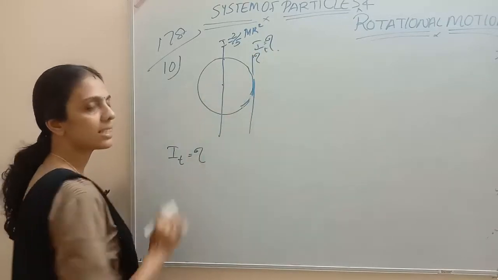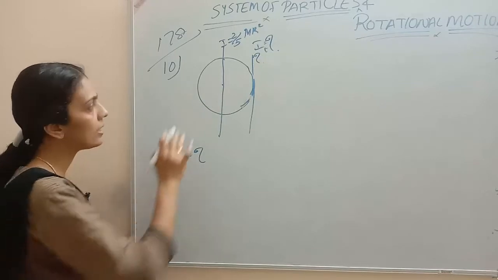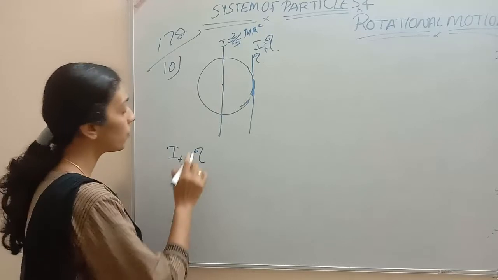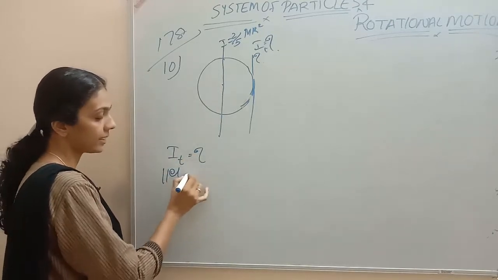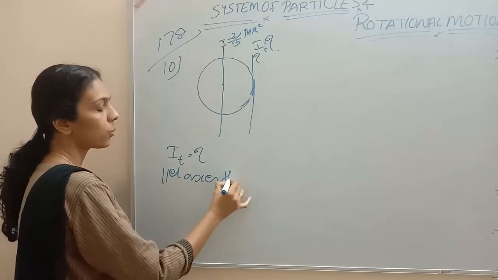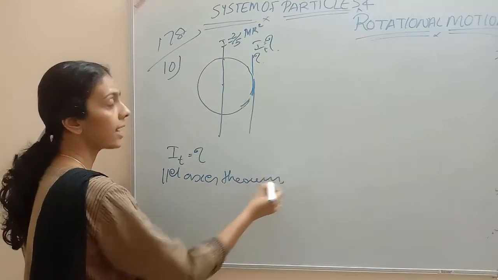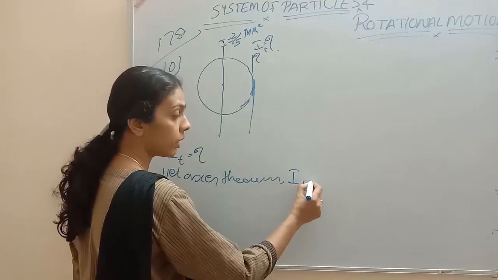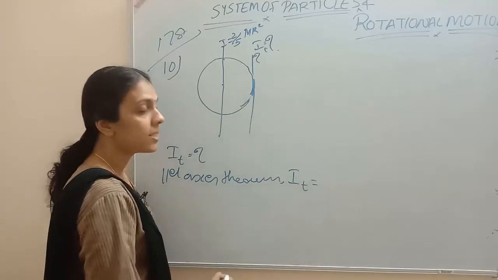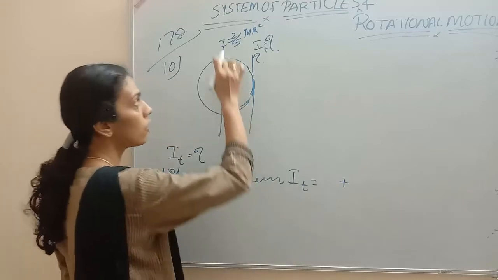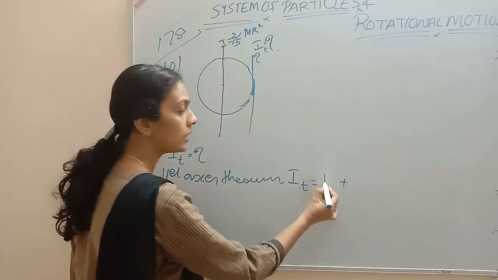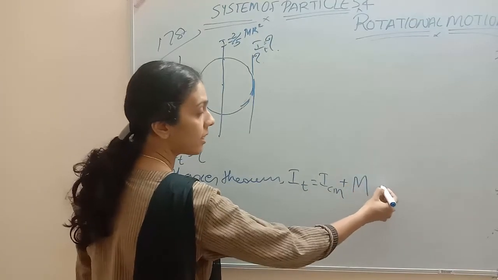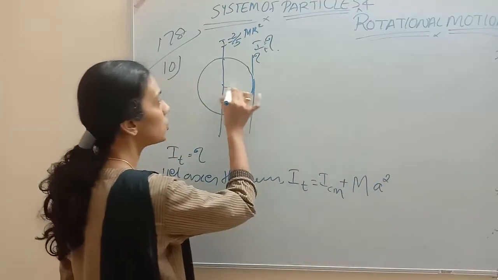See, while seeing this diagram itself, you can understand these two are parallel, isn't it? So if it is parallel, we can apply the parallel axis theorem. So what is this parallel axis theorem? Parallel axis theorem states that the moment of inertia about a particular axis will be equal to the sum of the moment of inertia about a parallel axis passing through the center of mass, and the mass of the object times the square of the distance between the two axes.